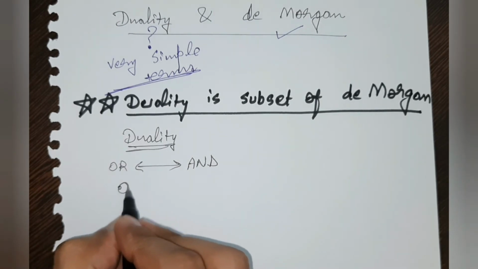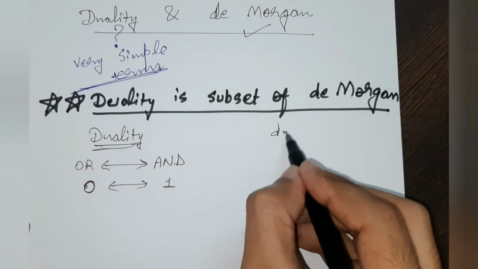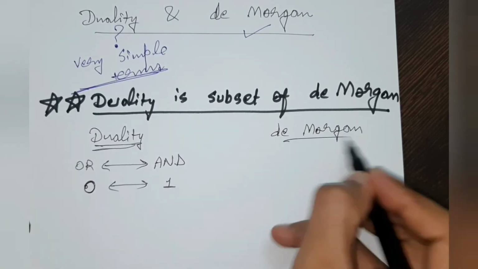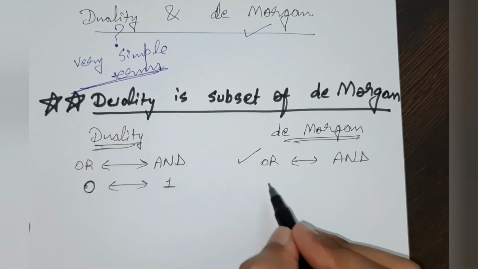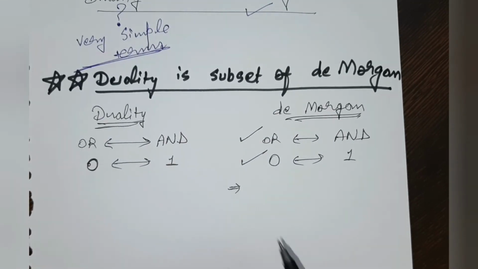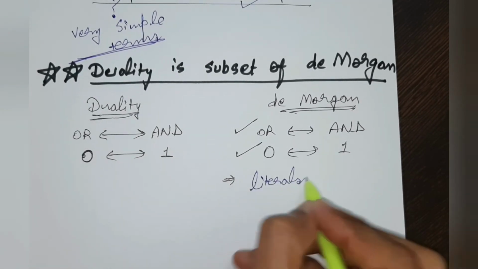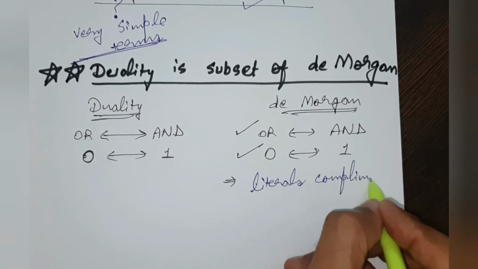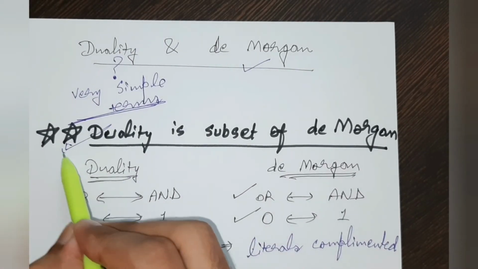So OR can be interchanged with AND. 0 and 1 can be interchanged. In De Morgan, these two are the same. That is OR and AND interchanged, 0, 1 interchanged. What is additional here? It is that the literals are complemented. Literals getting complemented means if there is A, it becomes A bar. If there is A bar, it becomes A.